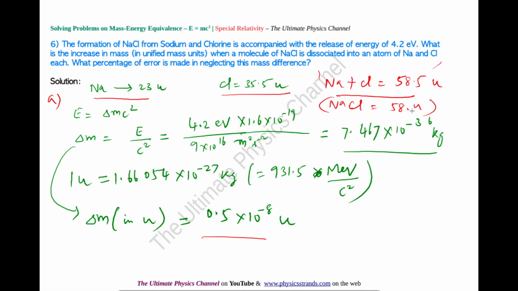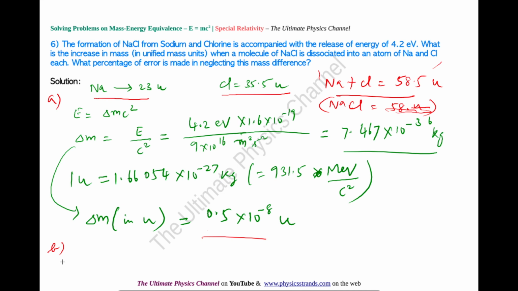So this is got to be 0.5 into 10 power minus 8 U, so it's much less actually, right? So this difference, whatever is there, that is calculated here as this, and therefore in unified mass units, that is the difference in mass.